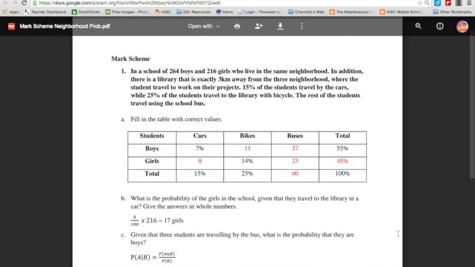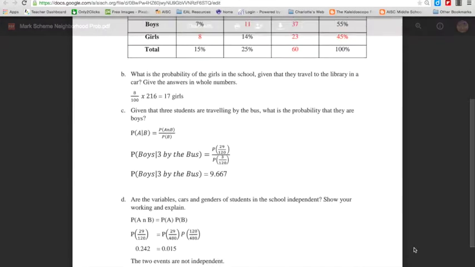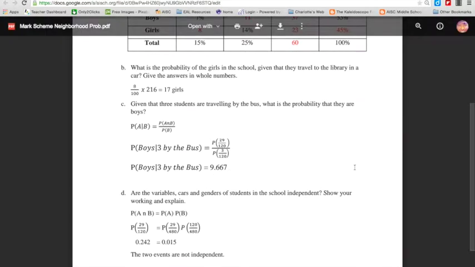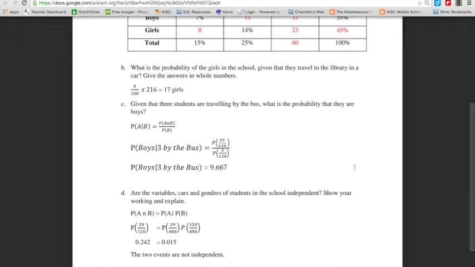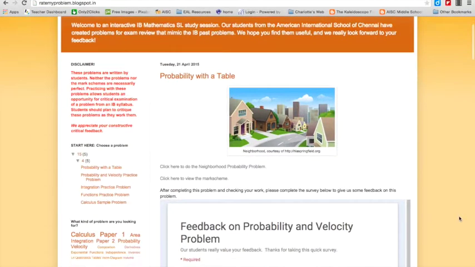Here you have the mark scheme that again looks very professional, but as we start going through, we can see that one of the probabilities, the probability of boys given 3 in the bus, is 9.7. So a probability of 9.7 is about a 967% probability. Uh-oh, that's an error. The great thing was that lots of people found the error, and then they were able to give some feedback on the error.